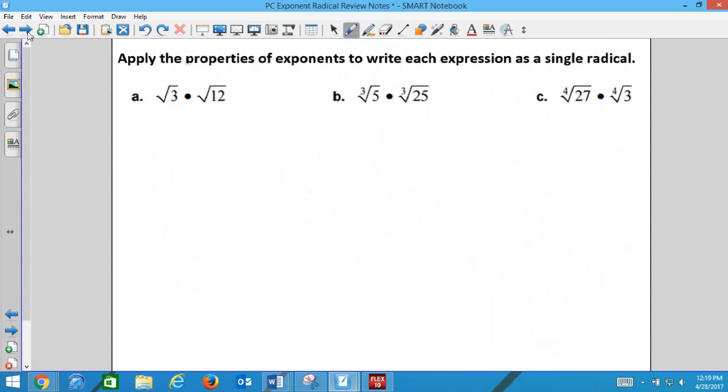I know it's long, I'm sorry. Okay, I won't do all of the radical ones. I'm just going to do a few. What's the rule if you have the exact same radicals and they're multiplied?